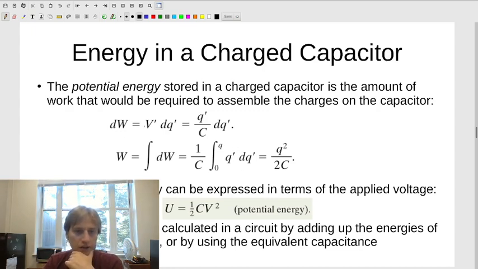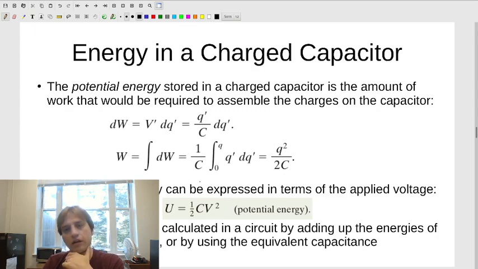The little differential work is the voltage times the extra differential charge that you're putting on, but the voltage itself depends on the charge on each plate. And so what you're doing then is integrating from 0 charge up to some final charge Q, and then your work depends on Q squared over 2C.